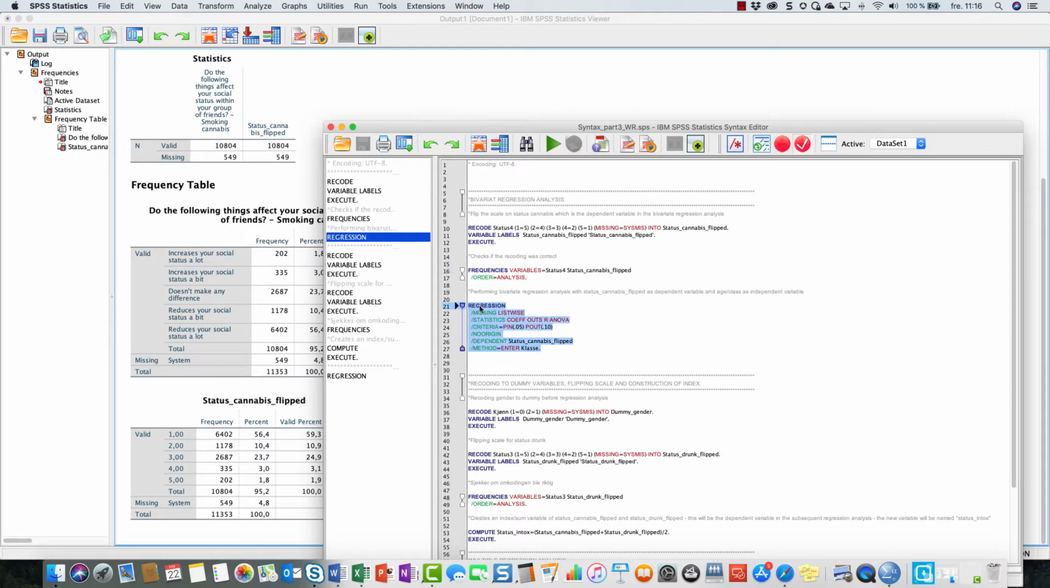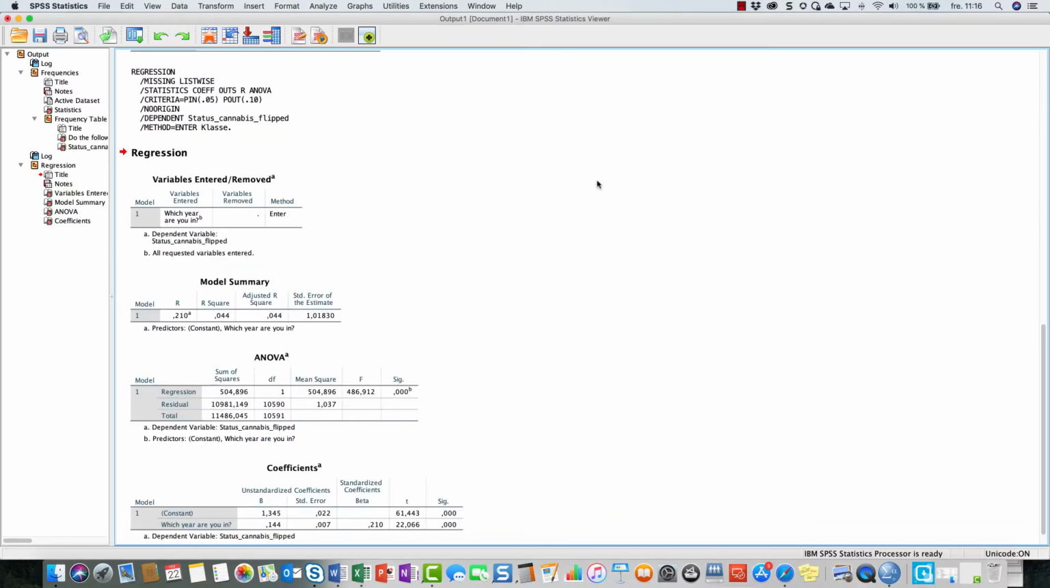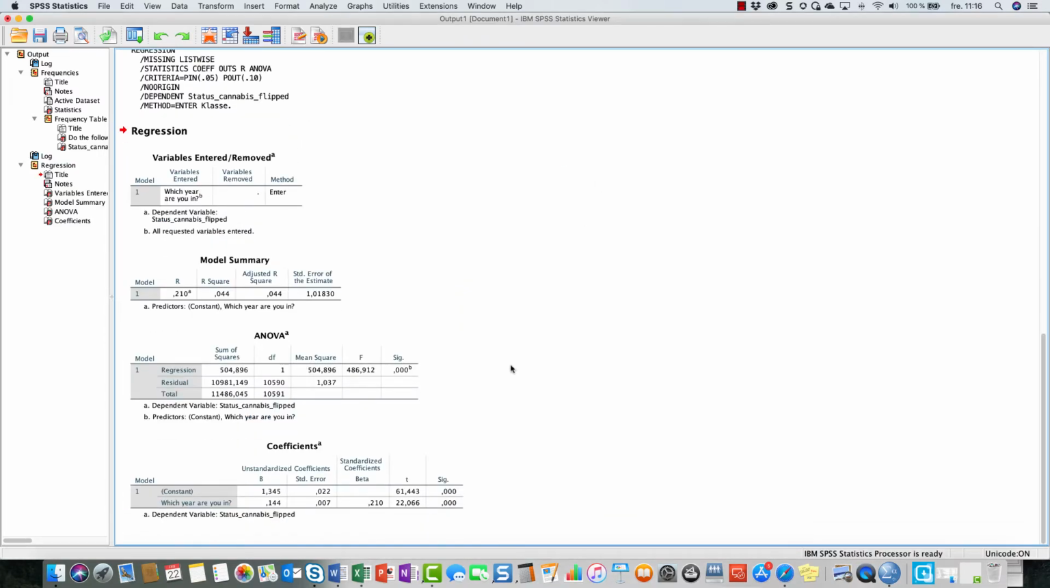When I'm now performing bivariate regression analysis with status cannabis flipped as dependent variable and age or class as independent variable. And as I told you previously, in Norway, people don't flunk classes, so they don't drop. You don't drop down or you don't stay in the same class. You proceed according to your age. So class and age is perfectly correlated in Norway. And I then run my regression analysis, and what do I find?